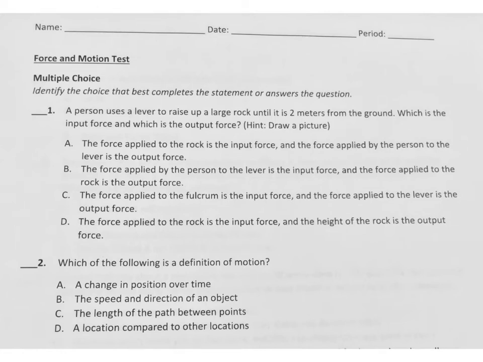Force and motion test. Number 1, a person uses a lever to raise up a large rock until it is 2 meters from the ground. Which is the input force and which is the output force?